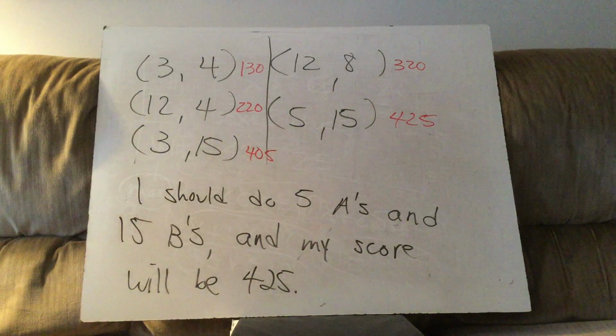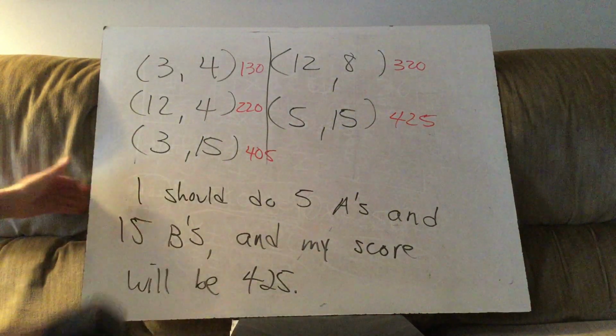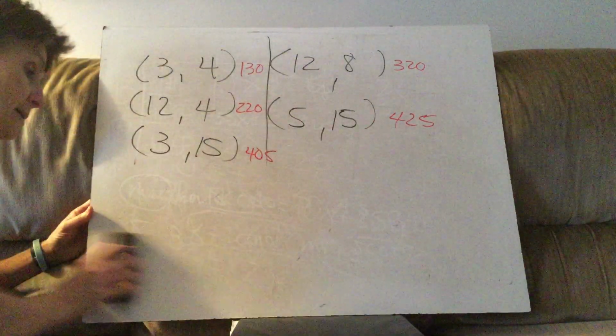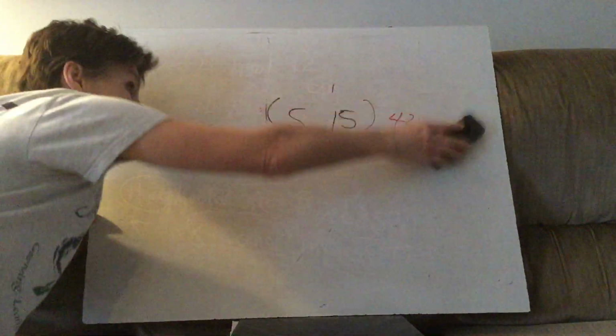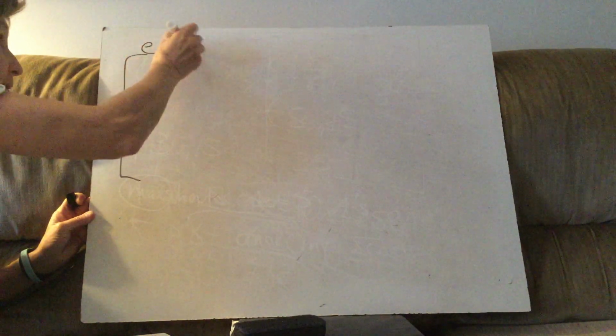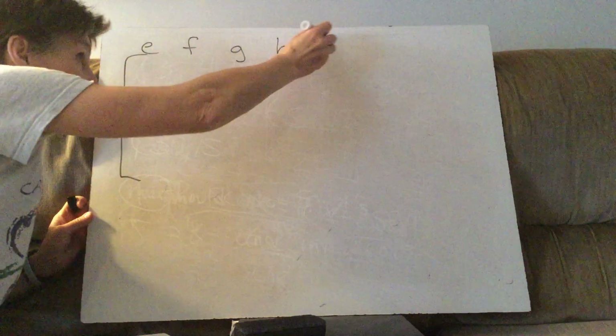Okay, awesome. All right, one more problem now is our calculator problem. So remember, we got to write down the matrix we're using. So it looks like our variables this time are E, F, G, and H.